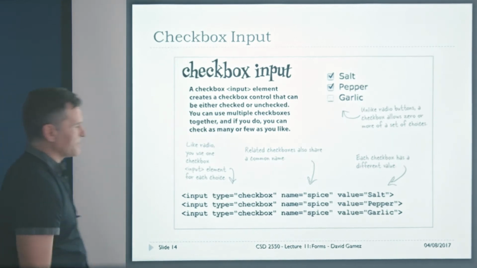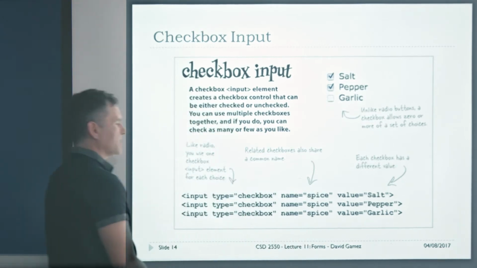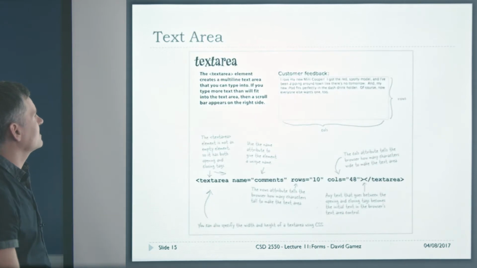And checkbox is similar. They almost have the same name. The type is checkbox. And again, we can give it salt, pepper, garlic. And I imagine these are concatenated on the server side, but I haven't actually tried it.